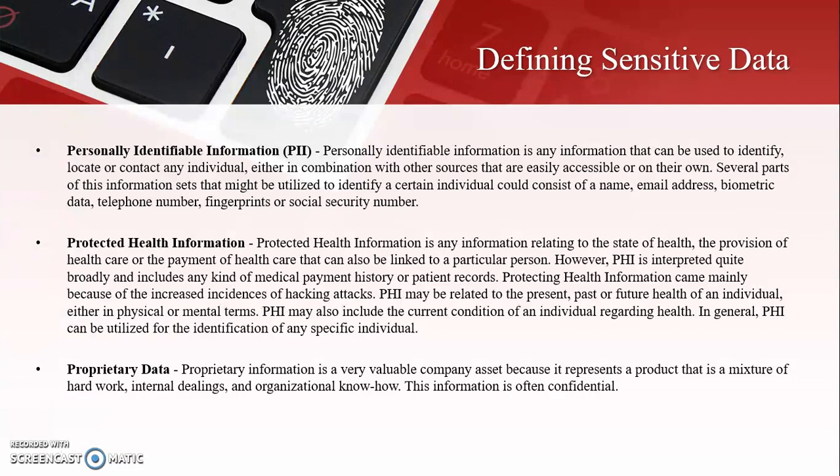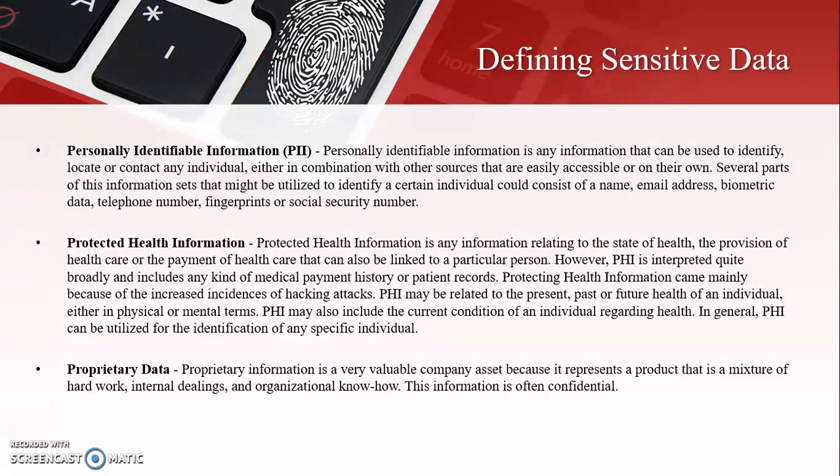Defining sensitive data. Personally identifiable information, otherwise known as PII. Personally identifiable information is any information that can be used to identify, locate, or contact any individual, either in combination with other sources that are easily accessible or on its own. Several parts of information sets that might be utilized to identify a certain individual could consist of a name, email address, biometric data, telephone number, fingerprints, or social security number.